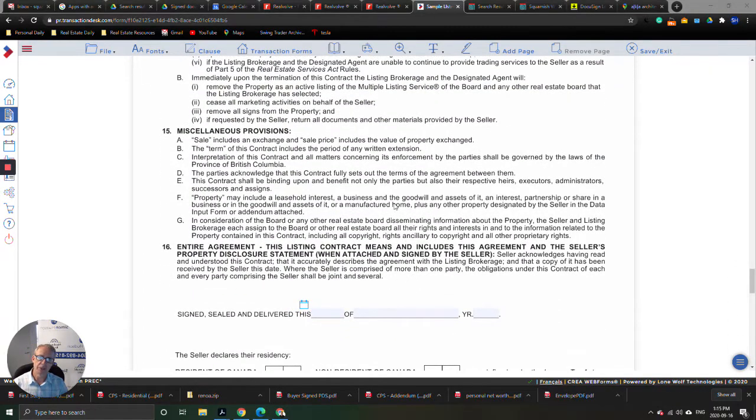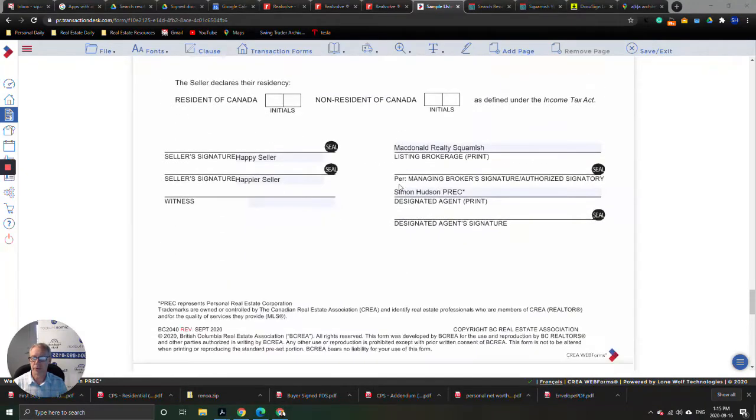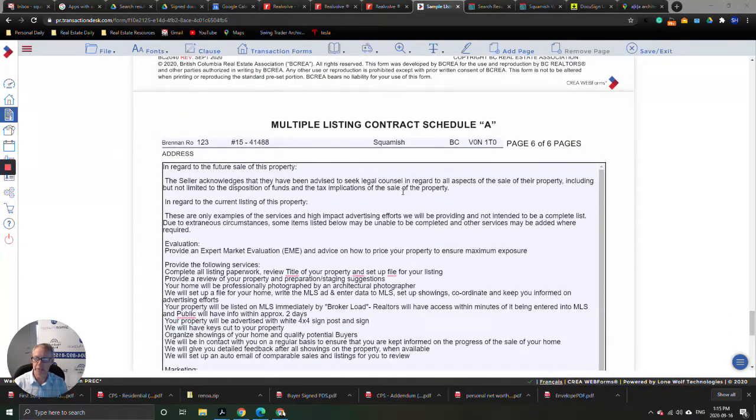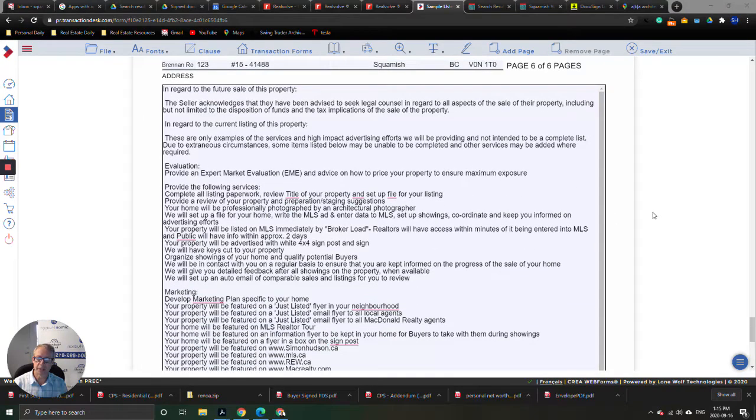Miscellaneous provisions. This is regarding certain terms in the contract, what a sale means, what the term means, things like that. That's pretty ambivalent. It's not really a significant thing. And then here are the multiple listing contract Schedule A. This is the things we're going to do to market your house, the things that we offer you. We're going to advise you on pricing your property. We're going to list and market the property.